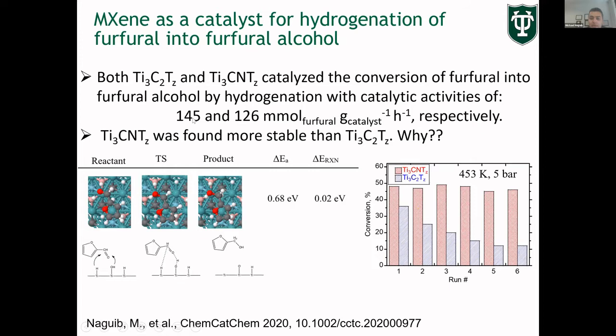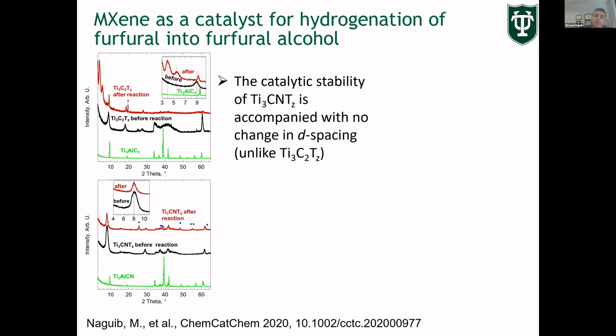But what we found interesting is that the titanium carbonitride is much more stable compared to the titanium carbide. You see with multiple runs, the catalytic activity of MXene in the case of titanium-3C2 decays significantly and becomes almost inactive after 6 cycles. So why is that? Looking at the X-ray diffraction, we found that this stability in the catalytic activity is related to almost no change in the d-spacing in the case of carbonitride. Looking at the bottom X-ray diffraction, comparing the black to red, titanium carbonitride before and after reaction, we see almost no change in the d-spacing.